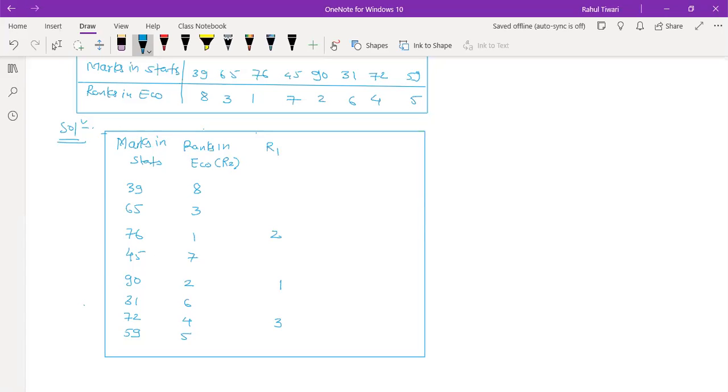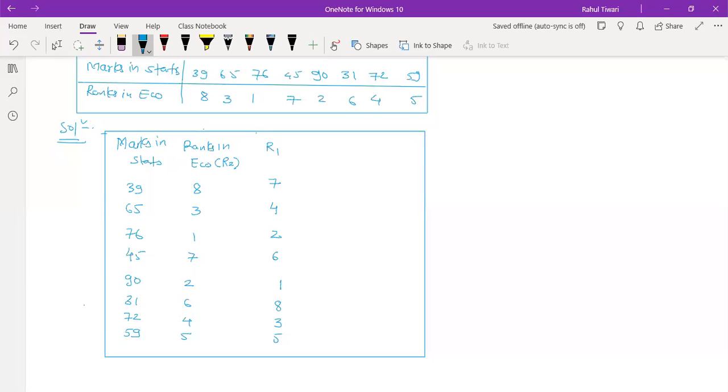Then 65 is 4. Then 59 is 5. Then what? Then which one? 45, yes, 45 is 6. Then 39 is 7. And the last one is 31. Can you look here? I have 1 to 8. I have 8 students and I got 8 ranks. Okay. So make sure that as many students as there are, that many ranks will be there. Since here rank is not repeated, I won't get any conflict.